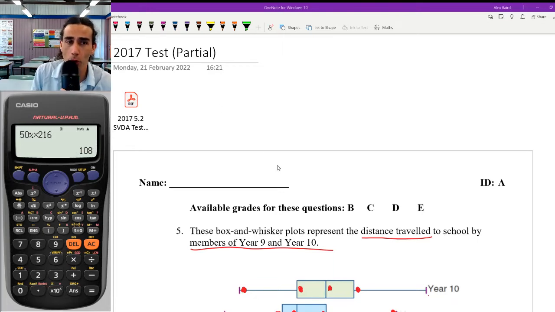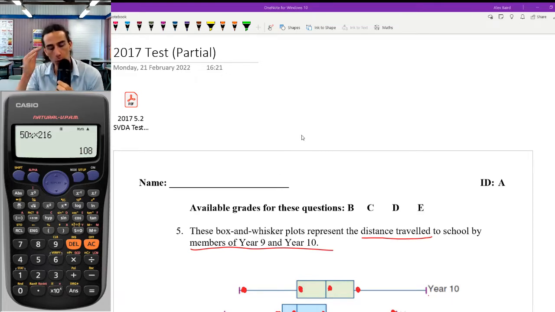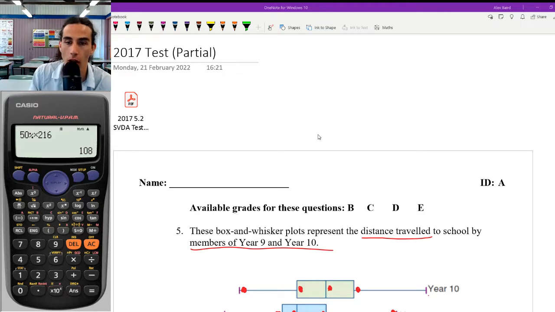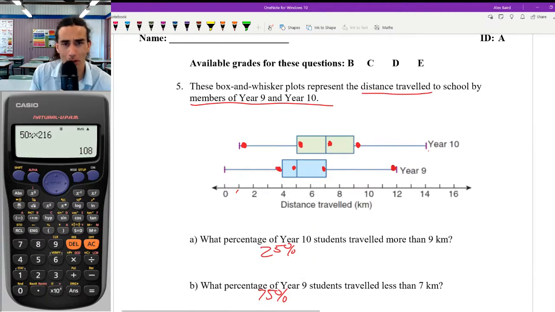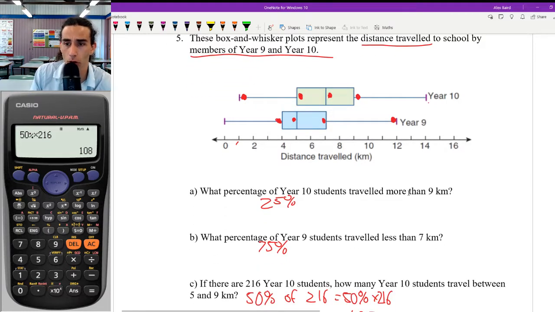This is a 2017 test. But it's not the whole test, because I know you guys today in class showed me you could do the basic level questions. So this is the harder ones only, B and A level. The first one: these box and whisker plots represent the distance traveled to school by members of year 9 and 10. What percentage of year 10 students traveled more than 9 kilometers? Each little section here is 25% of the data. That's what you need to know.